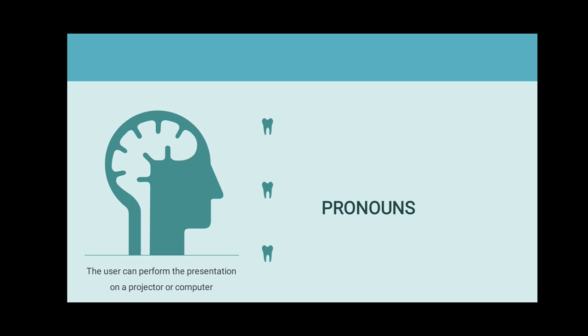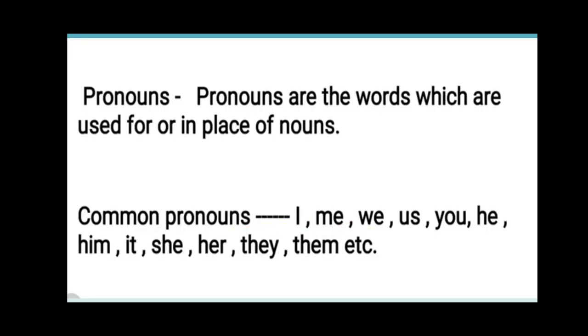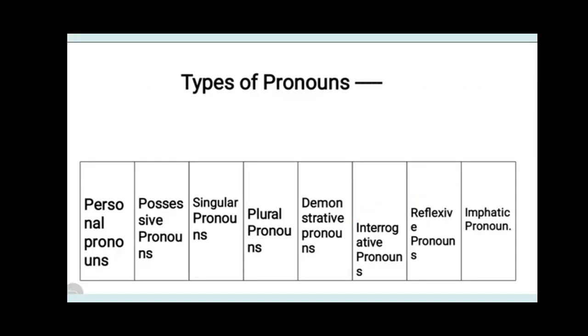Students, at first we have learned that pronouns are the words which are used for or in place of nouns, and some of the common pronouns are I, me, we, us, you, he, him, it, she, her, they, them, etc. After that, we got to know about the 8 types of pronouns, which are personal pronouns, possessive pronouns, singular pronouns, plural pronouns, demonstrative pronouns, interrogative pronouns, reflexive pronouns, and emphatic pronouns.